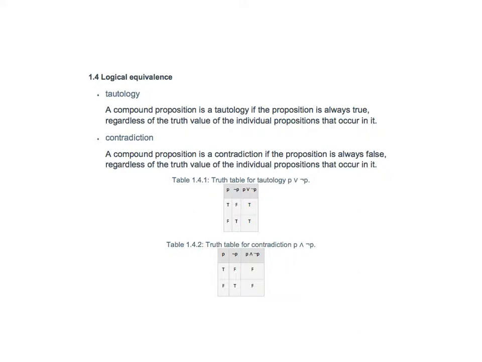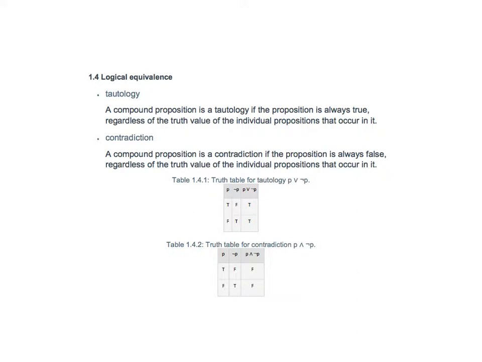So, if a compound proposition is always true no matter what the truth value of the single propositions are, that proposition is called a tautology. A contradiction is a compound proposition that is always false regardless of the truth value of the individual propositions that occur in it. So obviously, the negation of a tautology would be a contradiction, and the negation of a contradiction would be a tautology.